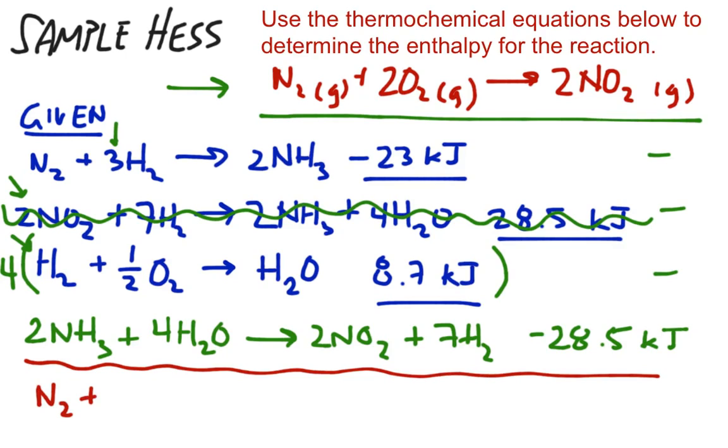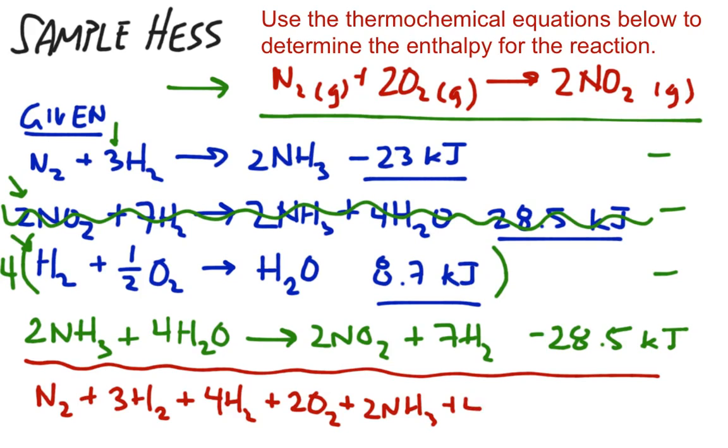When we do that, we will find that we get 1 N2 plus 3 H2s, that's from the top equation, plus 4 H2s plus 2 O2s plus 2 NH3 plus 4 H2O. And I'm actually running out of space here, so we're going to copy onto the next slide. Okay, so taking what we have there, we also need to form our product side. To copy that, we'll just go one more page.